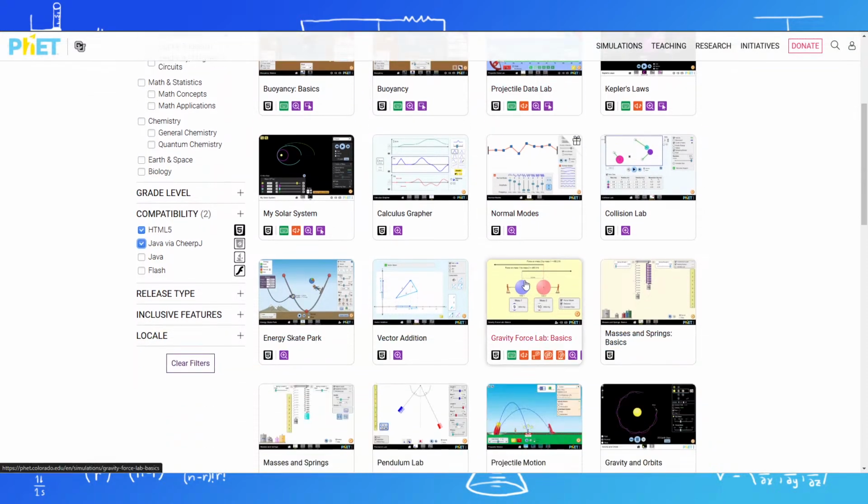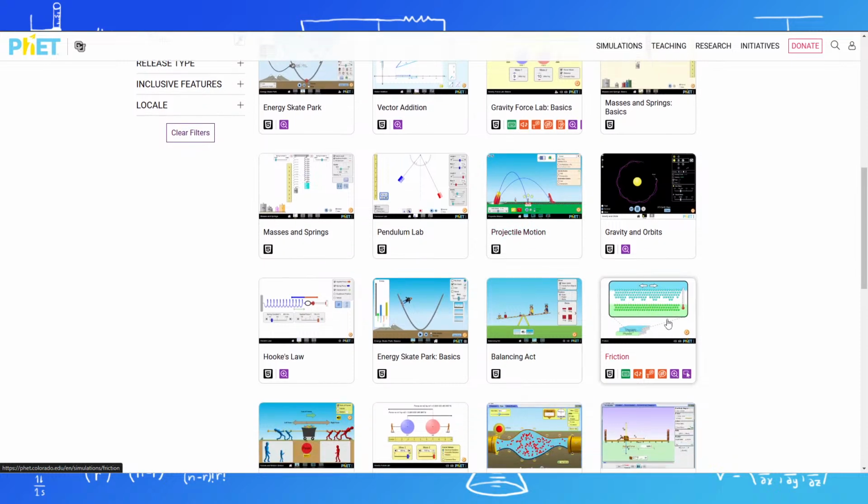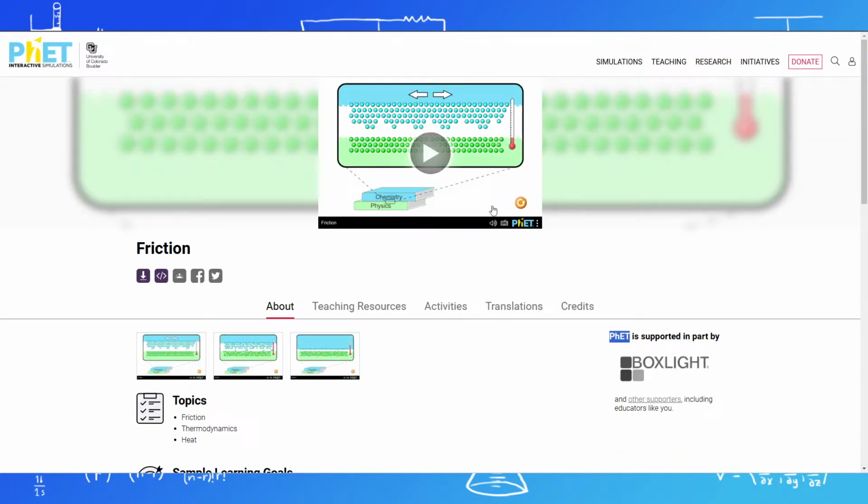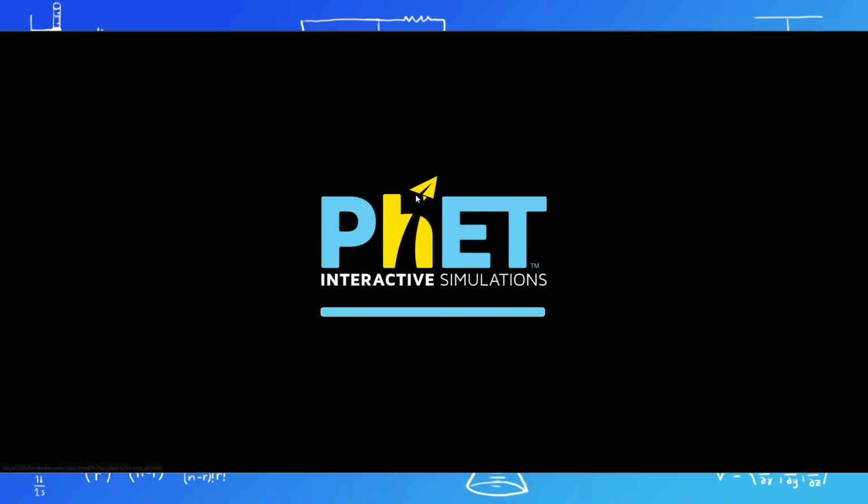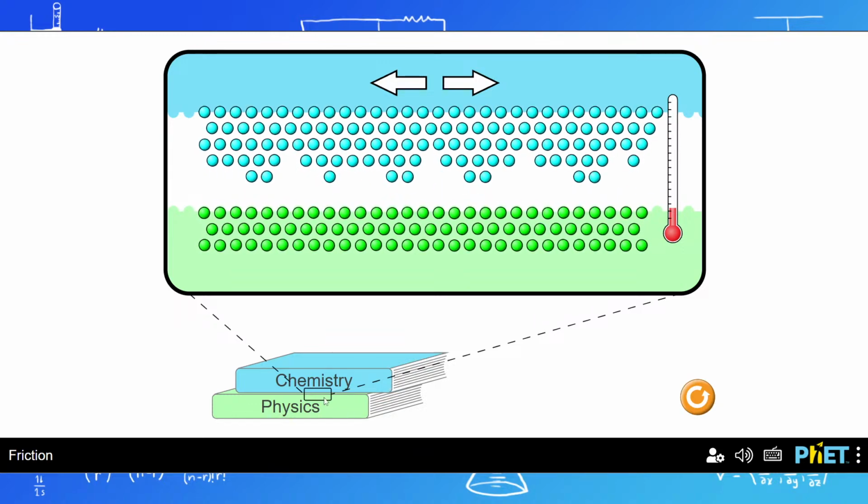Anyway, you can look around for the friction lab, which is this. I already have it open in another tab. And yeah, here you go. So basically, they have a chemistry textbook here on top of a physics textbook, and they've zoomed in on this thing. And I think there's supposed to be sound in this, which I don't want.